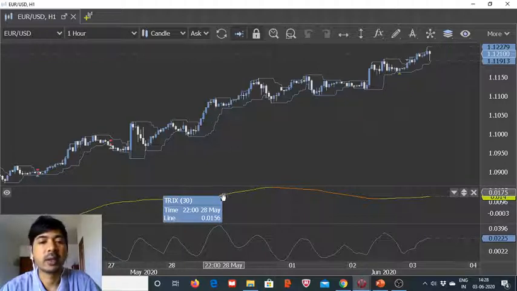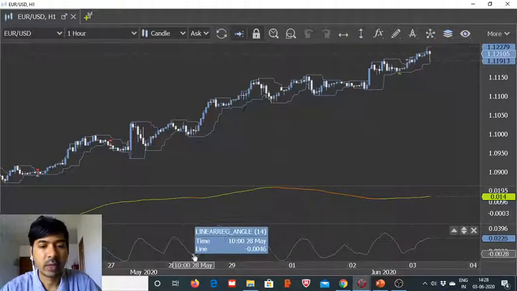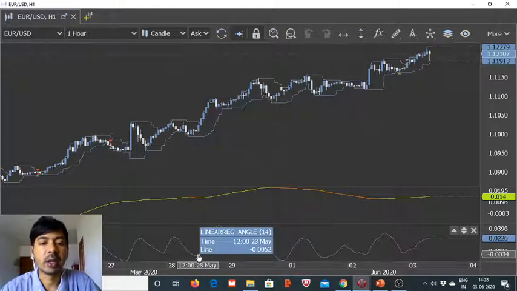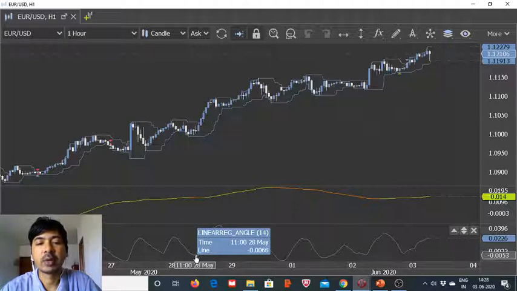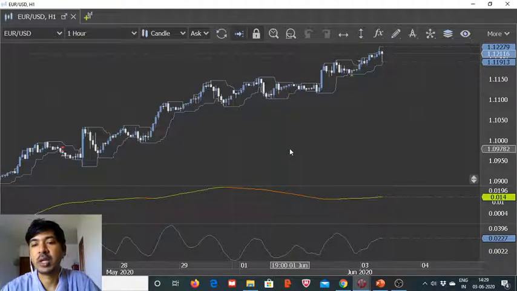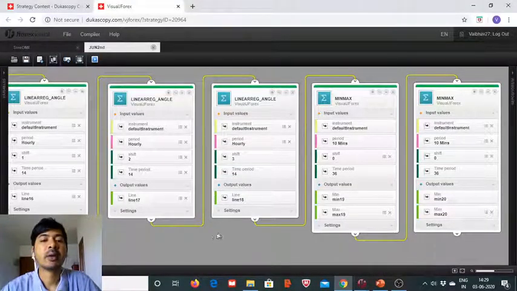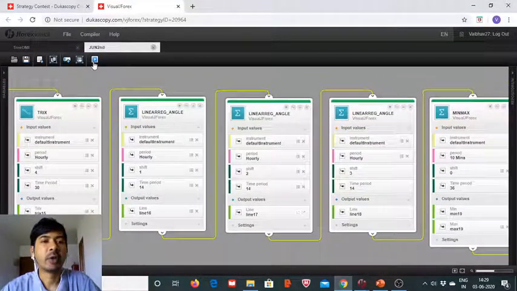The TRIX indicator value should be rising, and then the linear regression angle should be turning the corner in negative territory, as and when the value starts to rise in the negative territory for the linear regression angle. We will be looking for a buy opportunity. So let's go to the Visual J Forex platform.